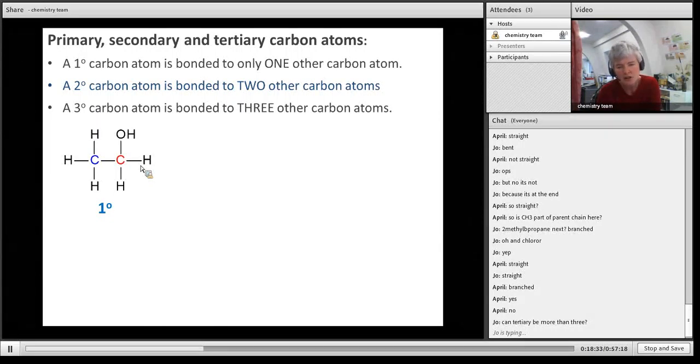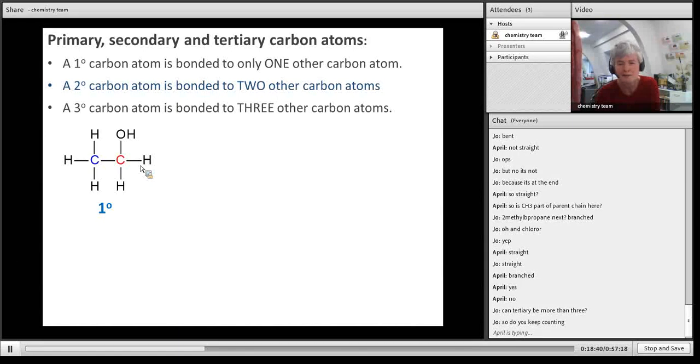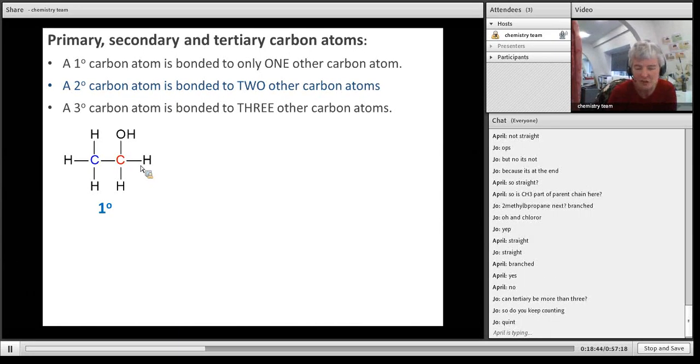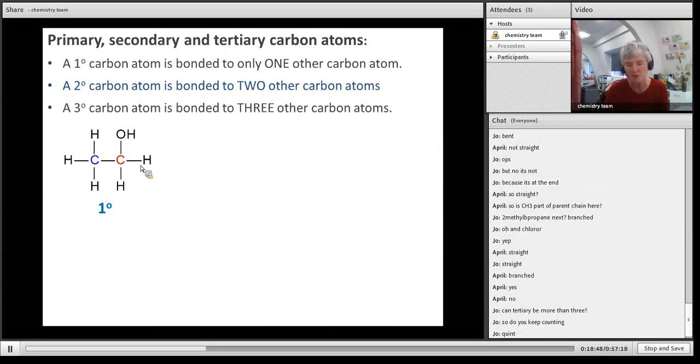And you can't get a, what would it be for pent? I mean for 5. I don't know. Anyway, it's basically primary, secondary, tertiary, quaternary, quint. Yes, Joe, quint would be the next one. It's not quaternary because carbon can only have 4 bonds, remember, so you would stop at quaternary.